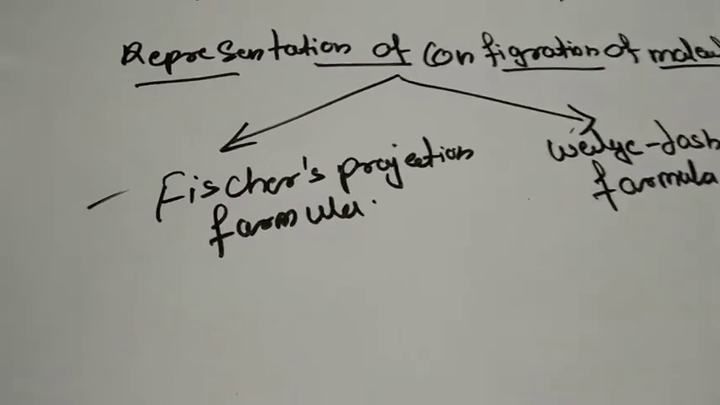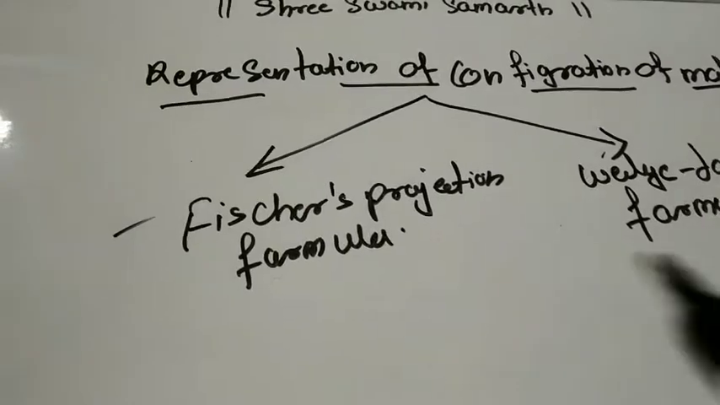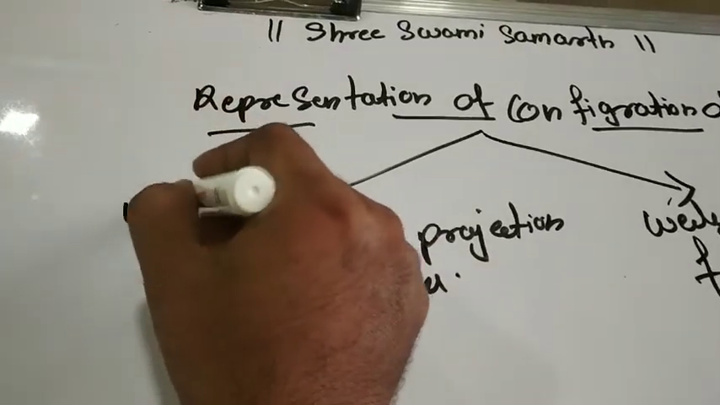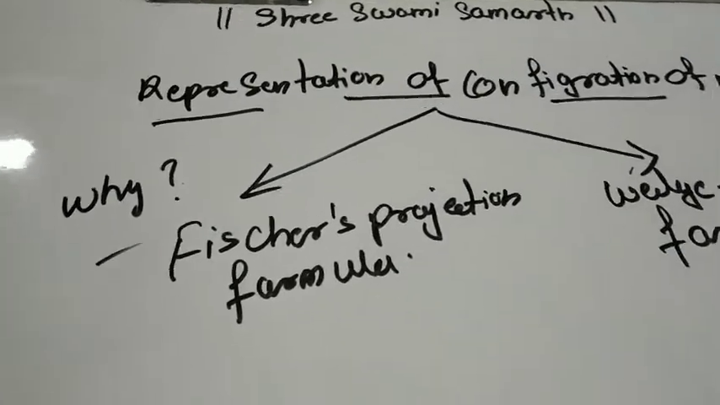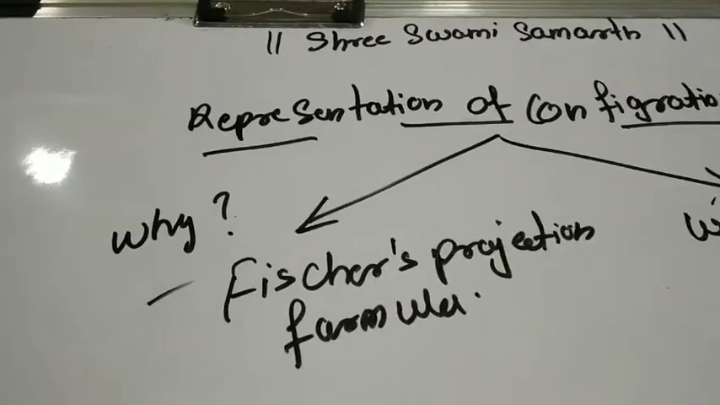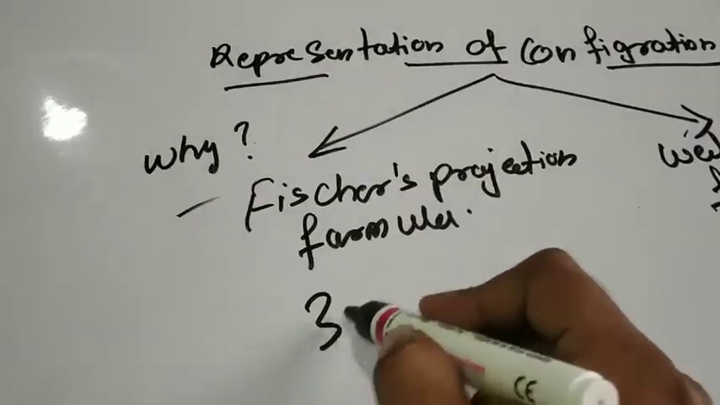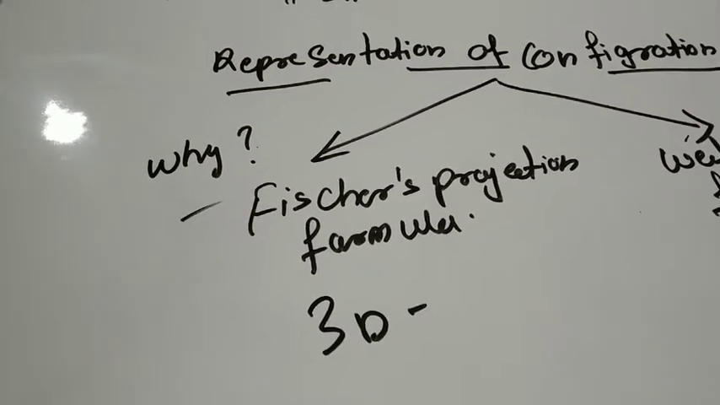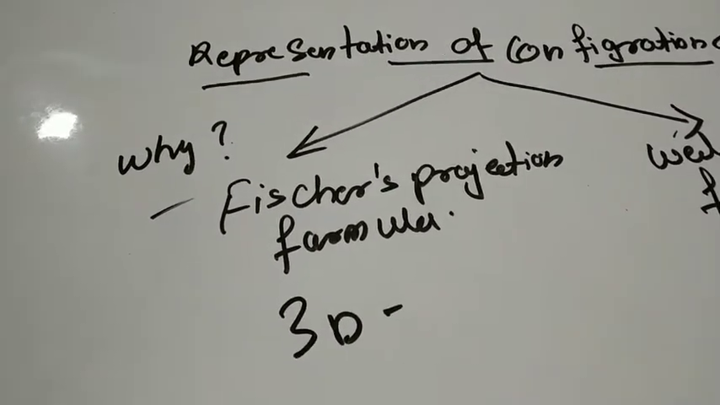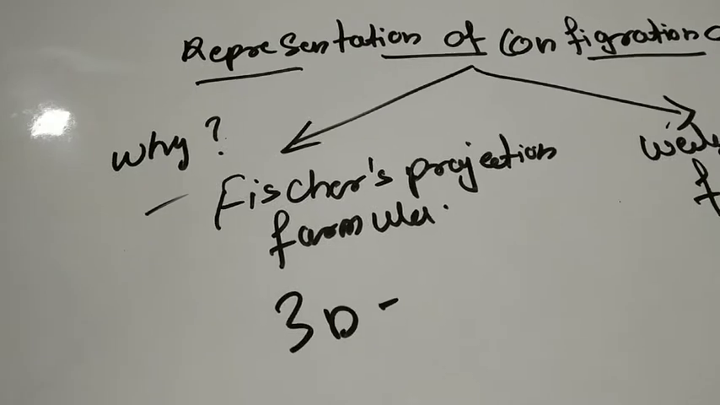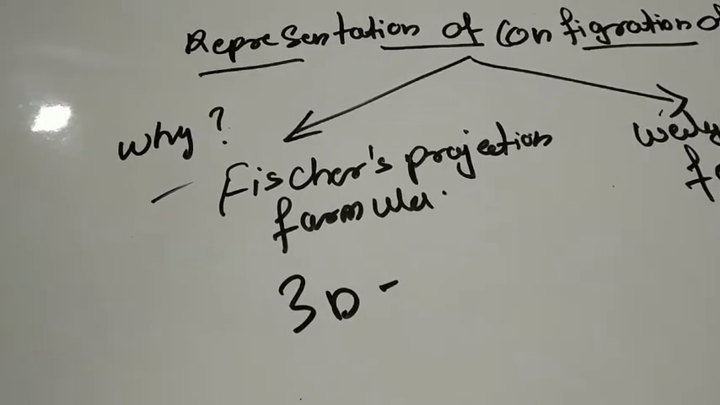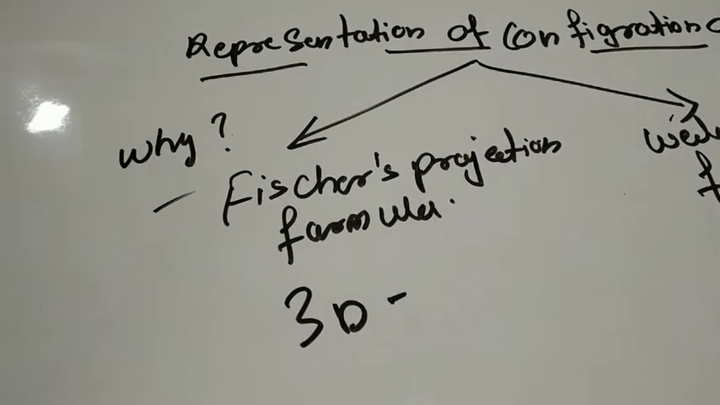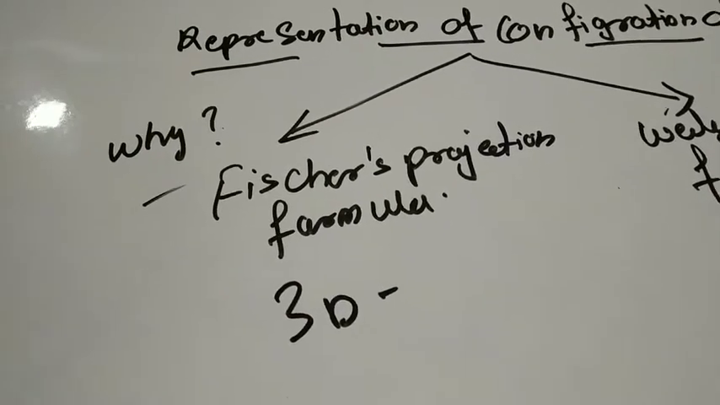Okay, now the question comes, why do we learn the Fischer's projection formula? Why? Because the molecules which are around us are all three-dimensional molecules, right? They are all three-dimensional in nature. So when we represent these three-dimensional molecules on the paper, they become two-dimensional, right? So representation on the paper is always going to be difficult.